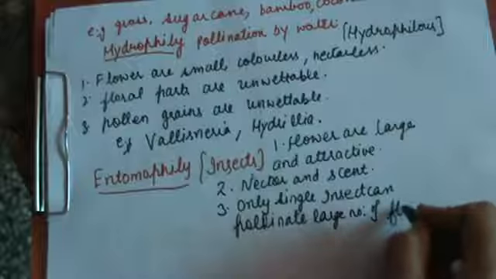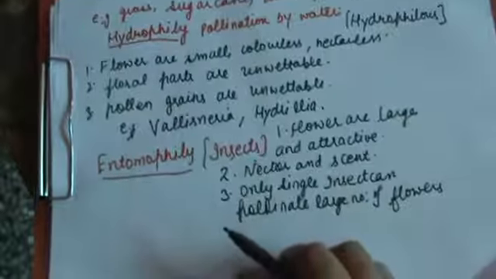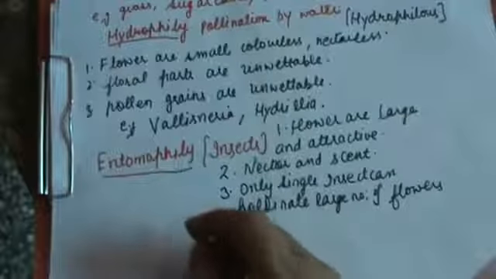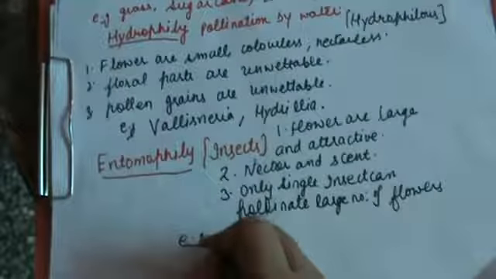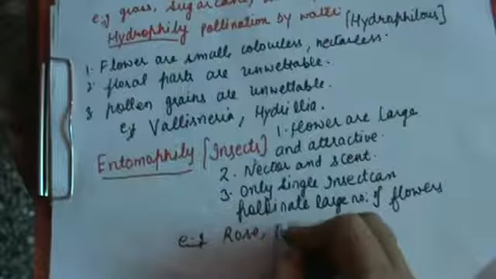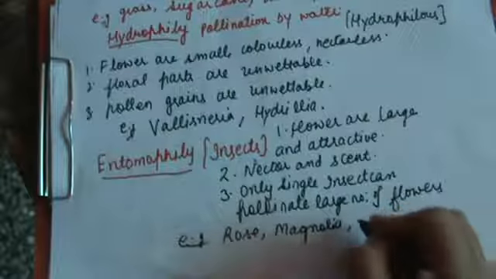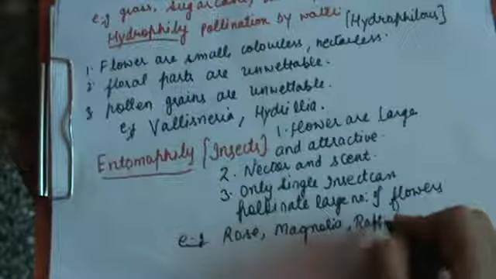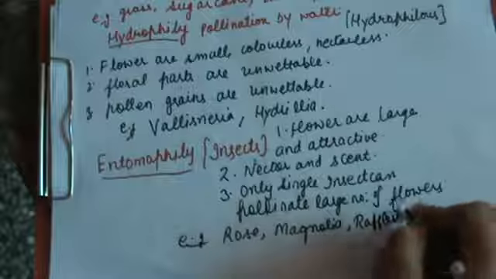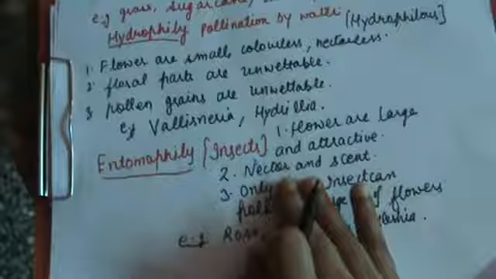Now what are the examples of entomophilous flowers? Examples: rose, magnolia, rafflesia. ठीक है जी. These are the characters of insect pollinated flowers.